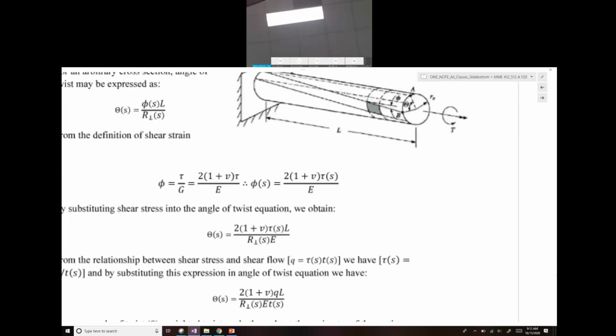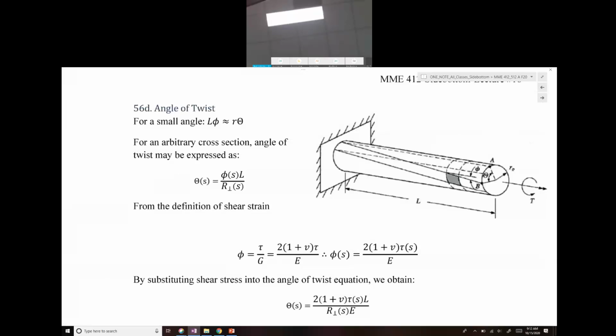All right, so we just learned about how we can calculate the shear stress at any point within our section. Now the next part is to calculate the angle of twist within an arbitrary thin-walled section. Earlier we related the shear strain to the angle of twist using this equation for a small angle.